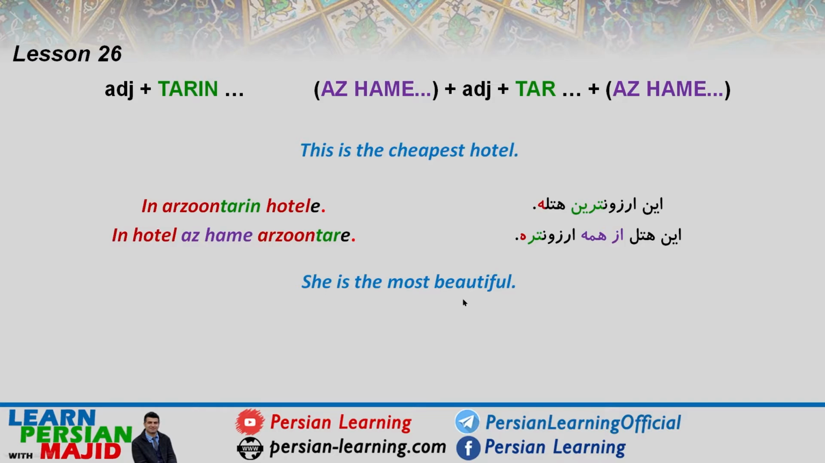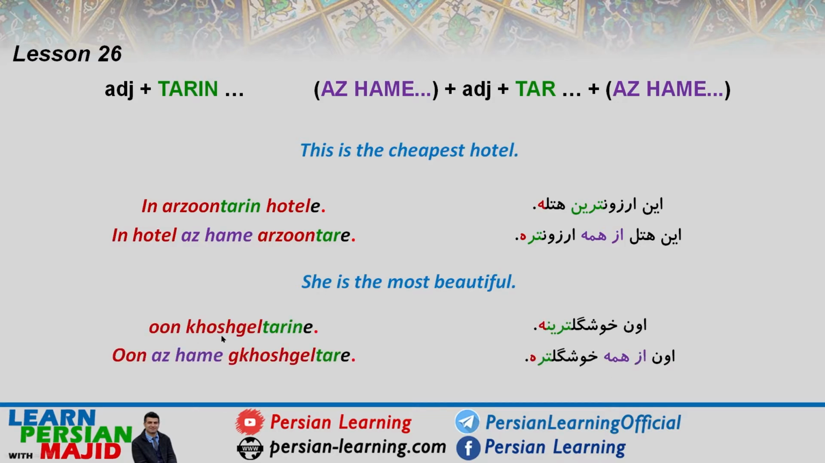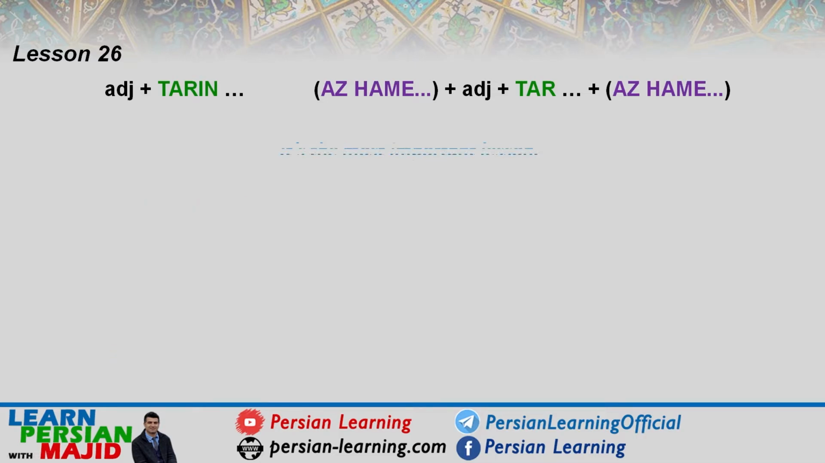She is the most beautiful. اون خوشگلترینه. The second form, comparative for superlative, we can say اون از همه خوشگلتره. She is more beautiful than all others. I can say here this one is more popular than this.